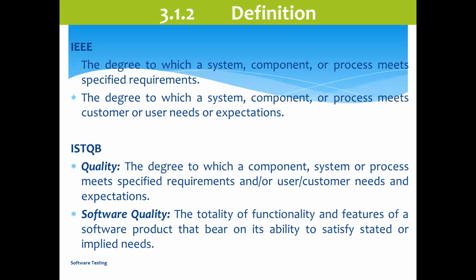So based on their definition, what is the degree? If we give a rank, then rank number 1, 2, 3, 4, 5. If rank number 1, then that is having good quality. Degree means ranking. The degree to which a system, component or process meets customer or user needs or expectations. So based on the customer expectations or requirements only, the degree can be provided, or rank or feedback can be given. Rank number 1 means this is very good, excellent. Rank number 2 means we can tell it as very good, then good, average, poor, like that it will come. Next is ISTQB.